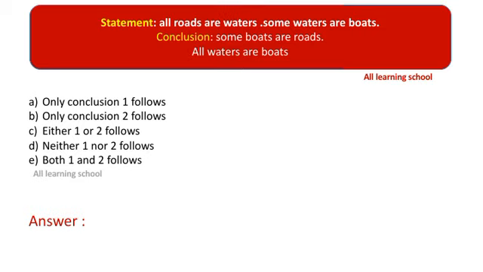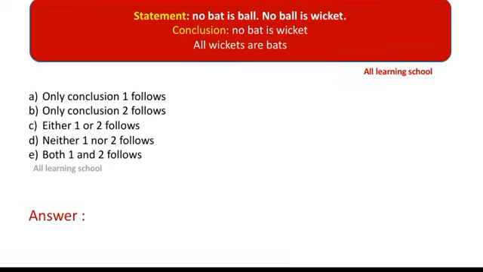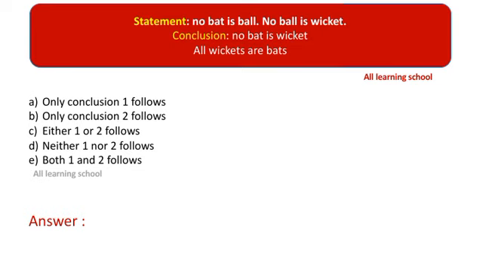Now the third MCQ is: no bat is ball, no ball is wicket. Now look at these statements. The first statement is negative because it contains the word no. No, not, neither, nor: I told you that these words are negative signals. So the first statement is negative. Now look at the second statement. No ball is wicket. The second statement is also negative in this question. If both statements are negative, no conclusion will be followed.